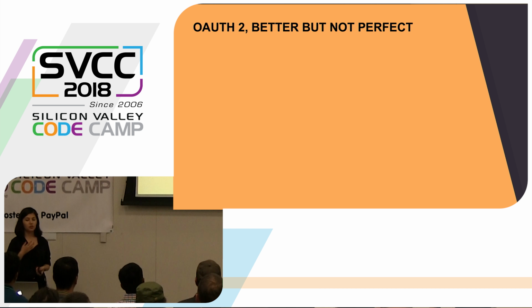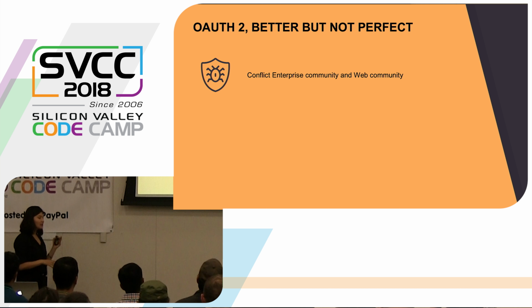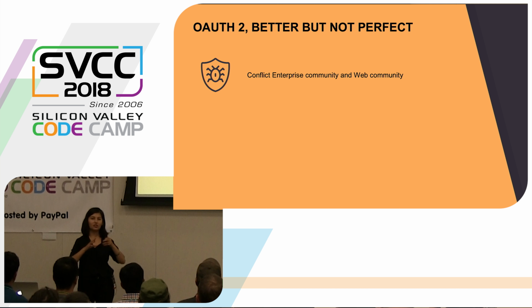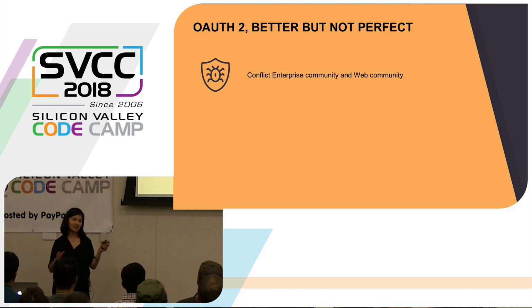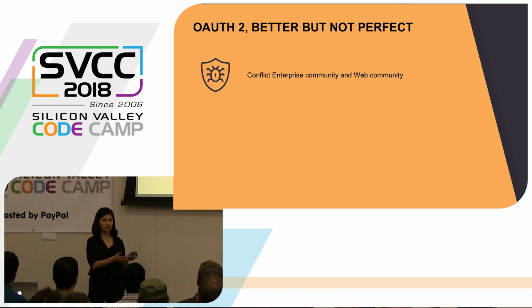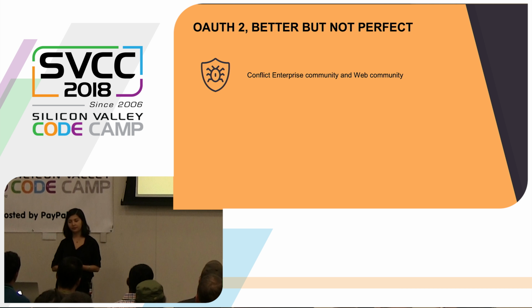OAuth 2 is not perfect, but every authentication system has a problem at some point. Since the inception of OAuth 1, there have been two huge communities kind of fighting, each saying, I want it this way, and the other saying, I want it this way. The two communities are the web development community and the enterprise community. They have been fighting since then, which is why there has been so much confusion and so many iterations. They couldn't agree on certain criteria of how OAuth should look.